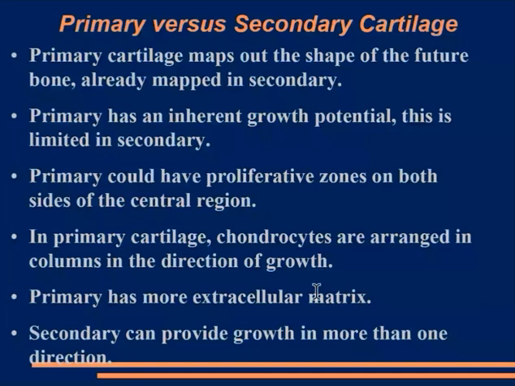So the secondary cartilage will produce growth in more than one direction. But as opposed to the synchondrosis, we have the epiphyseal growth plate, with columns of cartilage found on only one side of the cartilage.